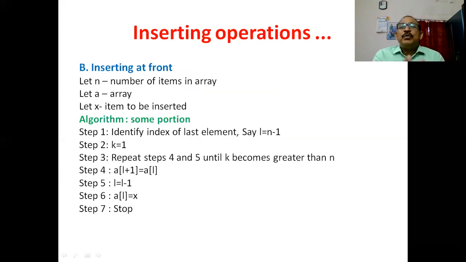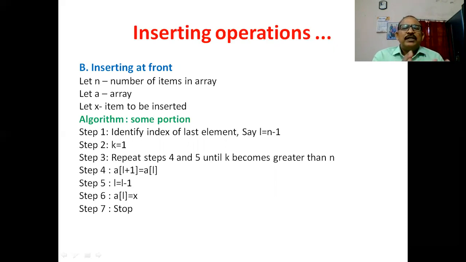Next, suppose we want to insert the item at the front of the array. Again, let us take n as the number of items in the array, A is the array, and x is the item to be inserted in the array. Again, the first step is to identify the index of the last element. And how will you do it? Simply n-1. Let us take the last index as L. So L is n-1. Next step, take a variable k and put the value 1 in the variable.